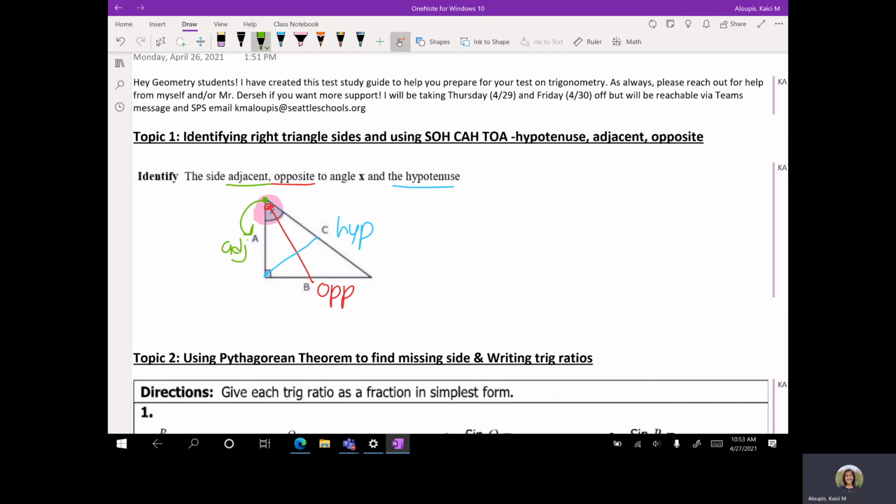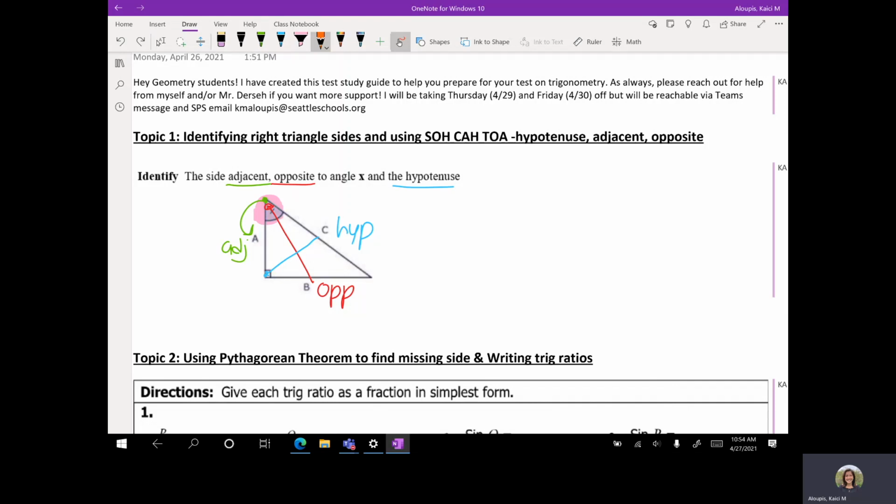If we were talking about the other angle over here, this side is opposite and this side is adjacent, and the hypotenuse is still the same. So you can see how the adjacent side and the opposite side flip depending on which angle we're standing from. That's how we identify adjacent, opposite, and hypotenuse. We need to know what sides we're dealing with to decide which trig ratio, sine, cosine, or tangent, we will use.